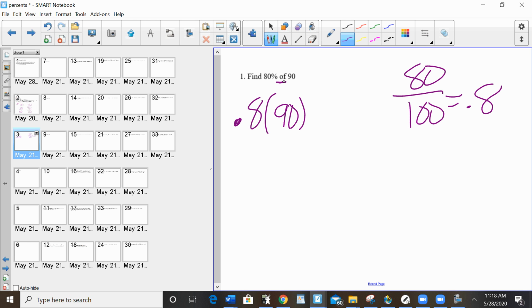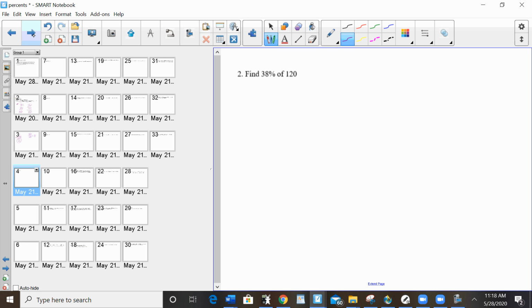Basically, of means multiplication, so if you ever see of, you're multiplying. You can use the calculator if you need to. 72 is your answer. By the way, there's a lot of little pieces to this lesson. There's a lot of different types of questions they ask you. So it's a little bit of a long lesson. As you can see, there's a lot of pages here. Why don't you try number 2 on your own? I'll give you about 30 seconds.